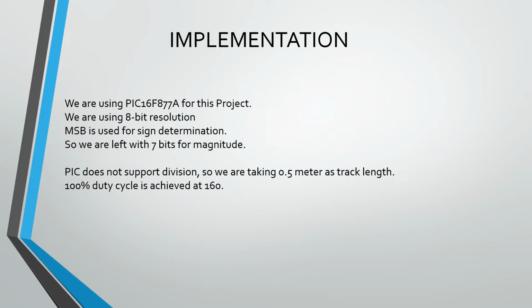So for calculations, we are using 0.5 meter as track length, as the angular velocity is multiplied by t by 2, so it becomes 0.25. In PIC, we have to right shift by 2 bits to achieve z into t by 2. 100% duty cycle is achieved at 160. Linear velocity maximum value would be 128, and the angular velocity maximum value will be zt by 2, that is 128 into 1 by 4, so it's 32. And 32 plus 128, like linear velocity plus angular velocity, would be 160.